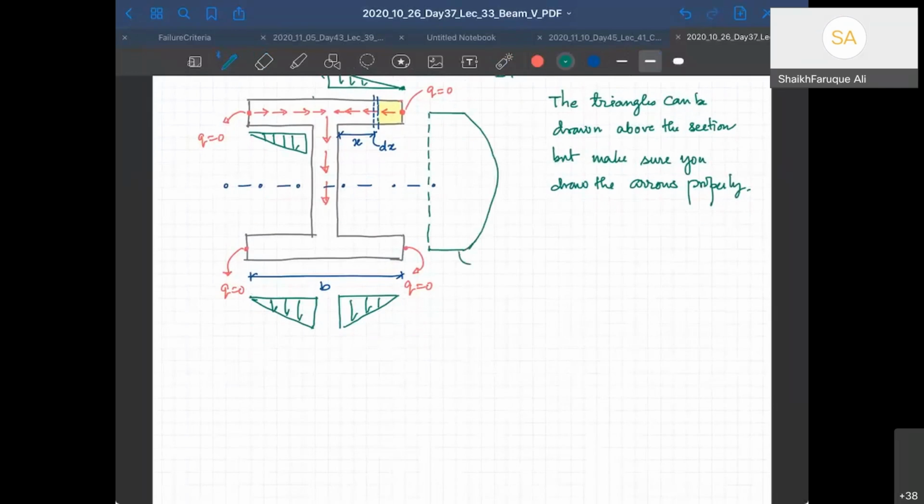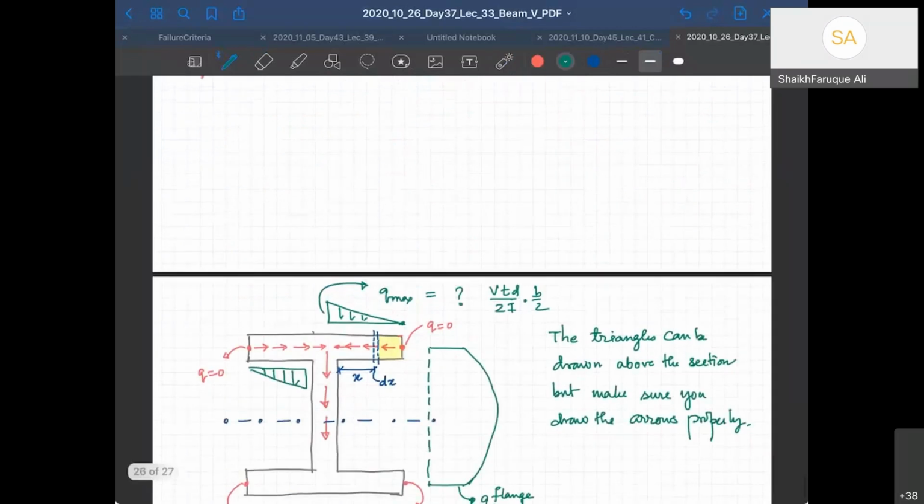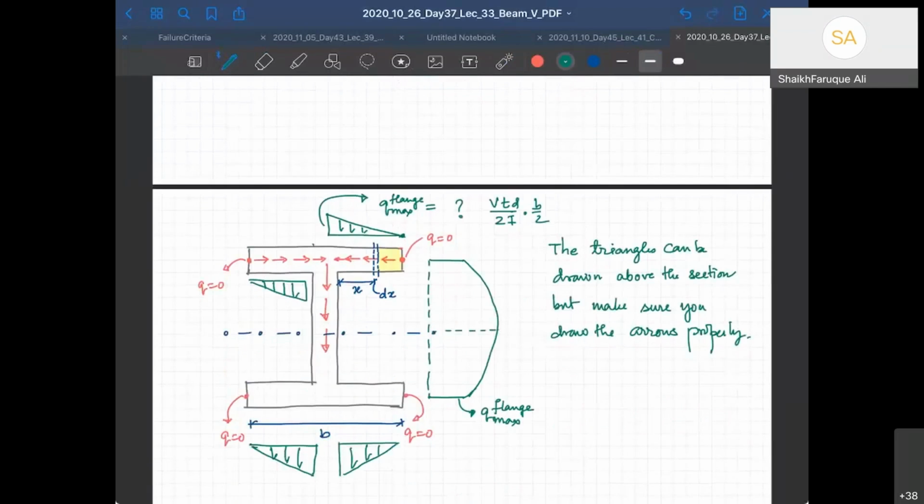This is Q max in flange. So I will write that Q max flange. This is your Q max web. And q here, q is equal to tau into b. So that's called shear flow. And shear flow is force per unit length. It is not stress. It's the shear that flows.